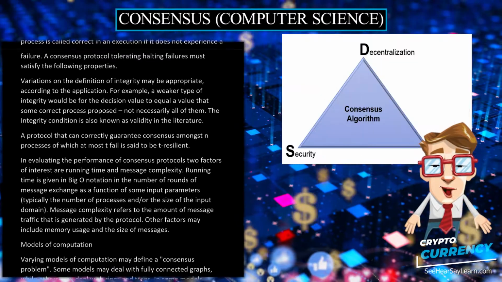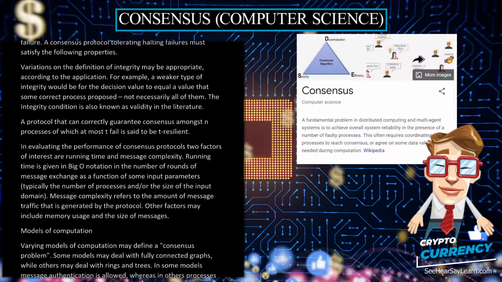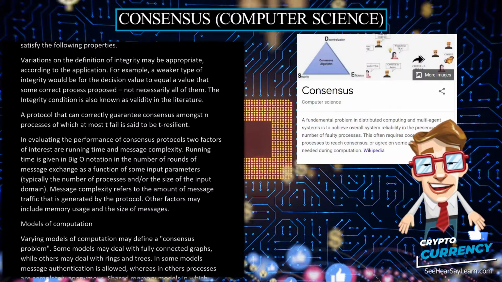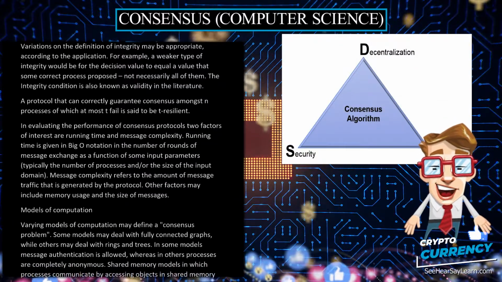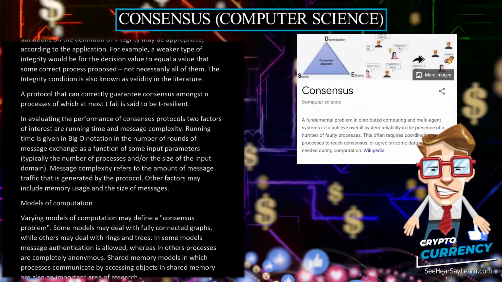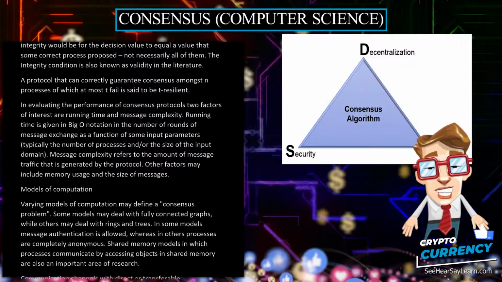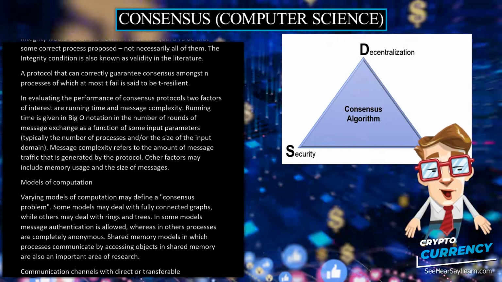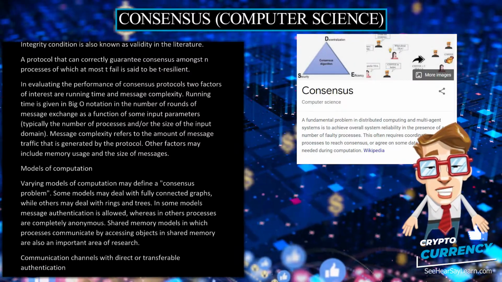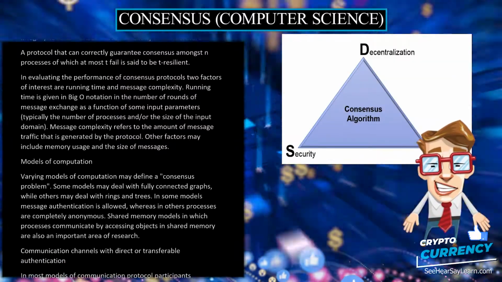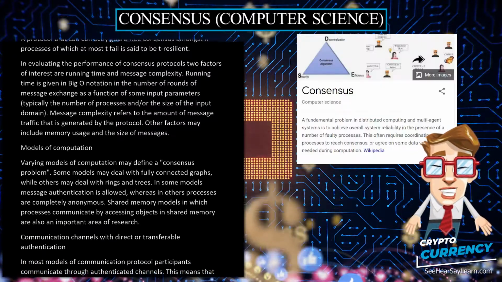A protocol that can correctly guarantee consensus amongst n processes of which at most t fail is said to be t-resilient. In evaluating the performance of consensus protocols, two factors of interest are running time and message complexity. Running time is given in big O notation in the number of rounds of message exchange as a function of some input parameters, typically the number of processes and/or the size of the input domain. Message complexity refers to the amount of message traffic that is generated by the protocol. Other factors may include memory usage and the size of messages.